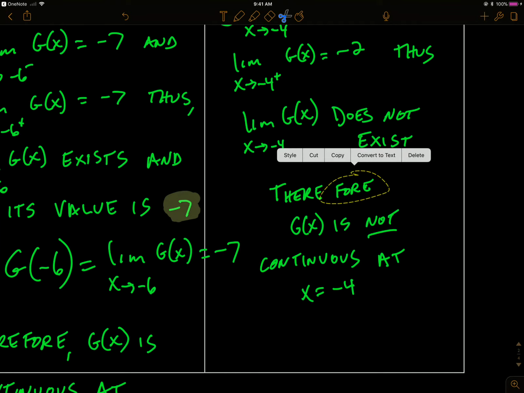Oh no, not move that guy. I'm going to try that again. There you go. That's better.